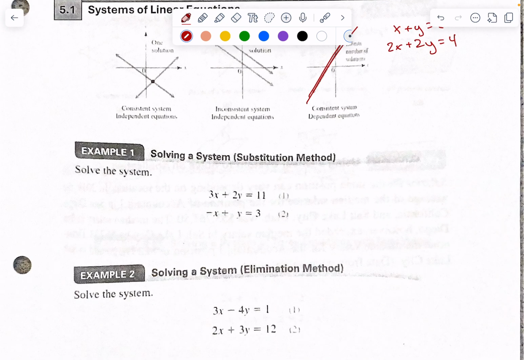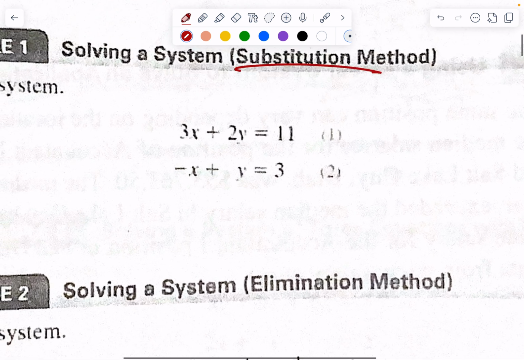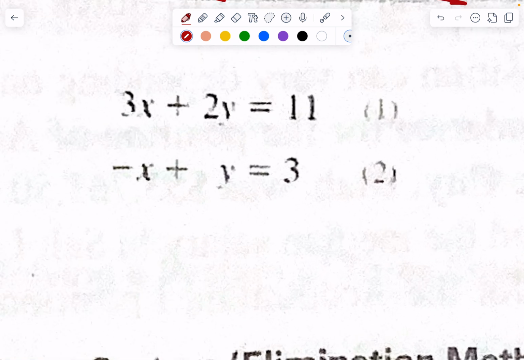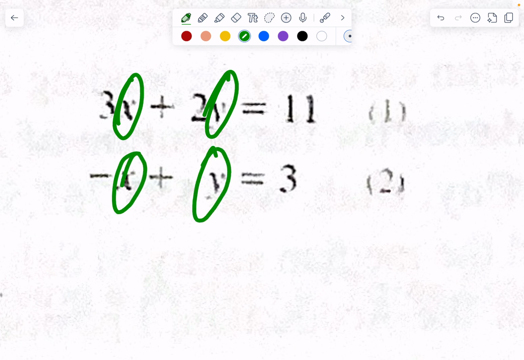All right, example 1. They want you to use substitution to solve this one. Example 2, we'll do elimination. Substitution: we have to solve one of the equations for one variable. I have 4 options. I could solve for this x, this y, this x, or this y. One of those is going to be the easiest. You could solve for negative x, but then I'd have to divide the negative over, so he's the second easiest one to solve for.